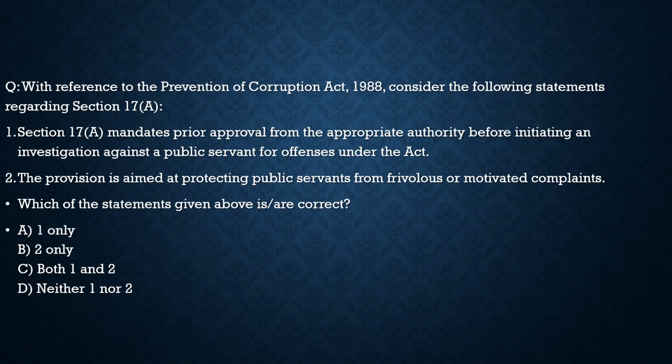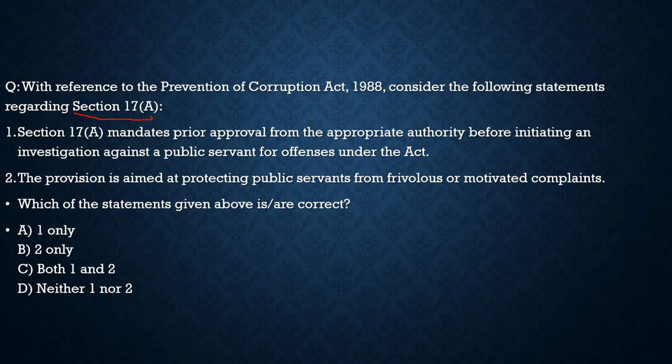Here the first question is, with reference to the Prevention of Corruption Act 1988, consider the following statements regarding Section 17A. Why have we taken a direct question on that? Because there is definitely a need for a direct question, as it is in the news, this can be asked. What is this Section 17A? Now, what are the statements? What does the question ask us?